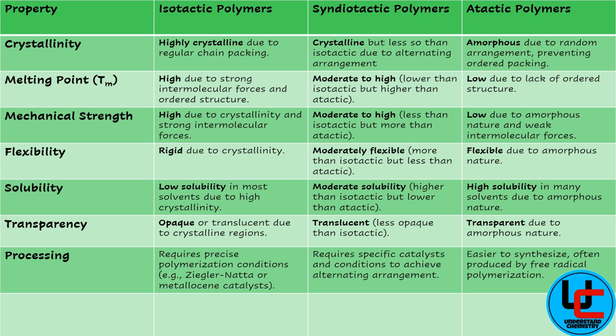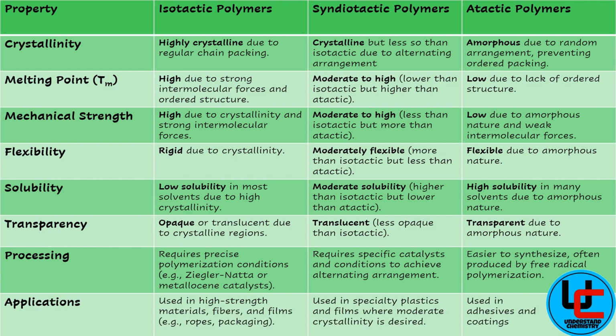Isotactic polymers require precise polymerization conditions such as Ziegler-Natta catalyst or metallocene catalyst. Syndiotactic polymers require specific catalysts and conditions to achieve their alternating arrangements. Isotactic polymers are used in high-strength materials, fibers and films such as ropes and packaging. Syndiotactic polymers are used in specialty plastics and films where moderate crystallinity is desired.